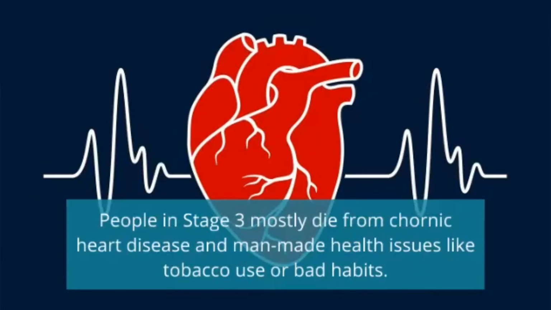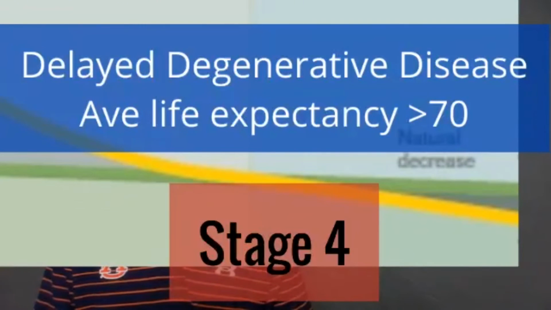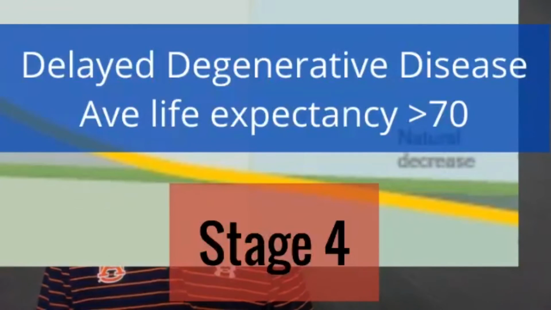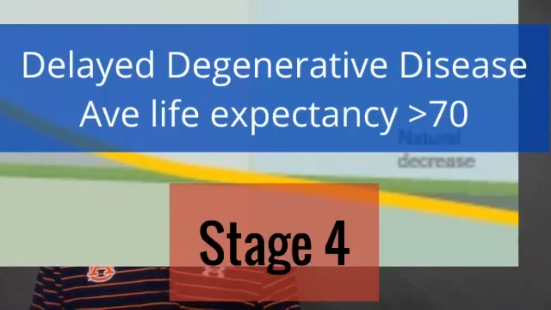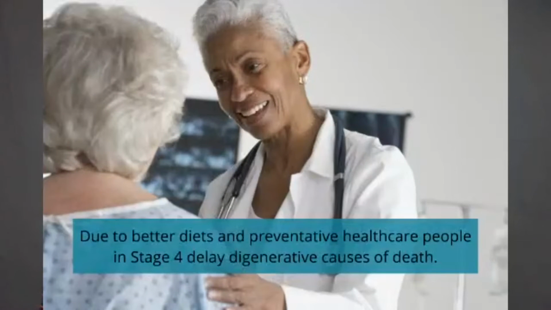People in stage 3 mostly die from chronic heart issues, so long-term heart issues, or things that we've done like tobacco use or bad habits. Stage 4 is delayed degenerative diseases. And in that, the average life expectancy is 70 or greater. And so that's where medicine has gotten so good that it helps us delay things like heart attacks, cancer. People still pass away from those things, but they get later in life when that happens.